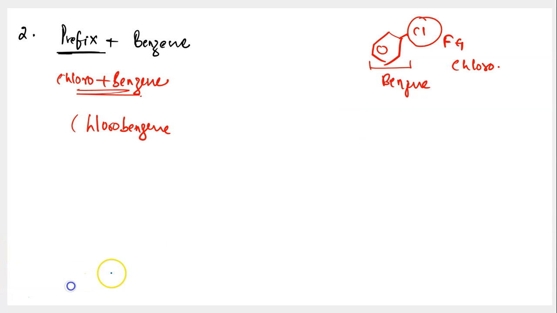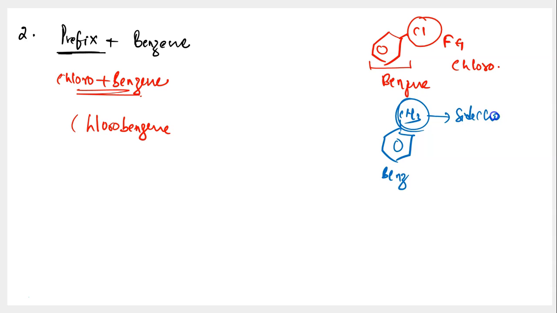Similarly, if you're talking about benzene with a CH3 group, then how do we name this? Follow the rules. Rule 1. Identify the molecule. Other than benzene, what do you have? You are having CH3. What is CH3? It's a side chain. What is the name of this side chain? 1 carbon side chain. So you call it as methyl. So methyl side chain is what you have.